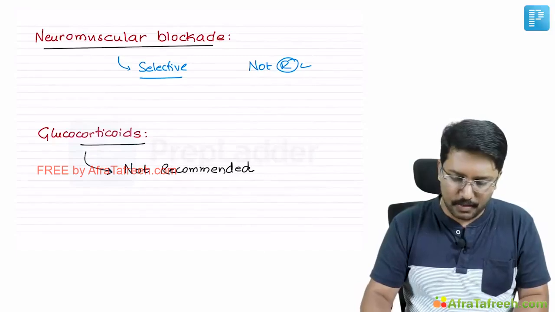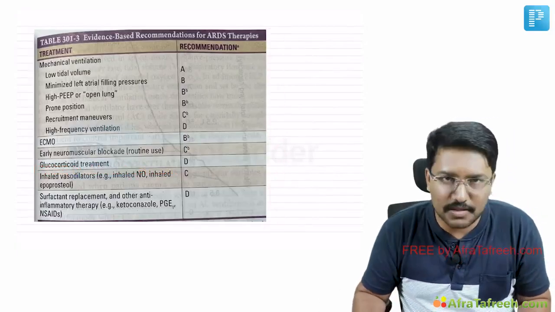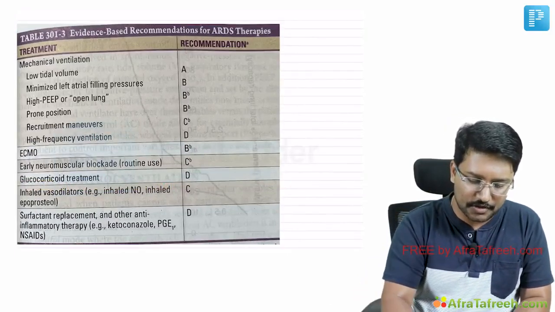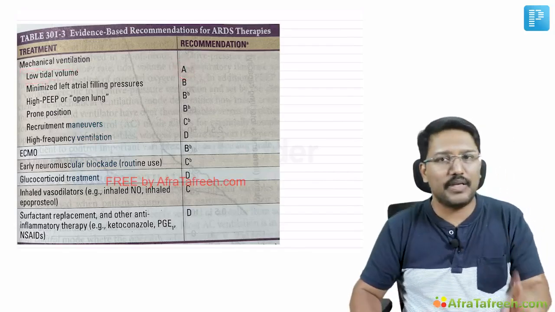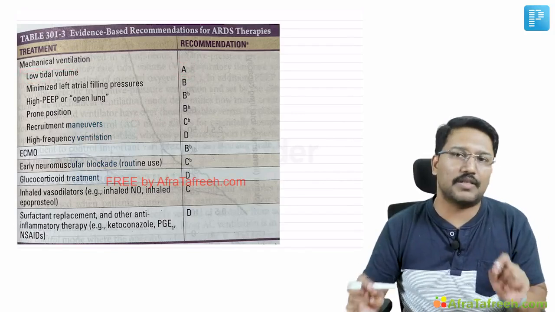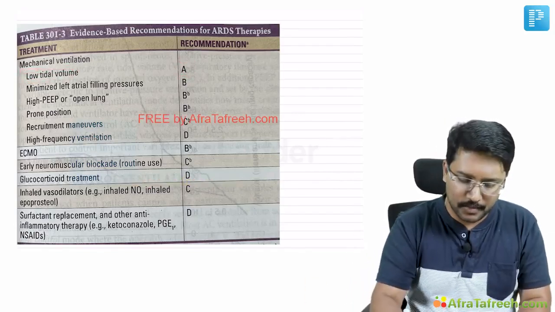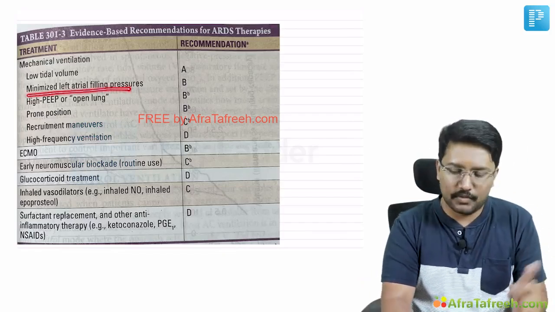Clear? Okay. So this is one Harrison table that summarizes all the essential things you need to know about the management of ARDS, starting from the mechanical ventilation, right? So level A recommendation for low tidal volume. So the best evidence of mortality reduction comes in the form of low tidal volume ventilatory strategy. Important MCQ point, right? Okay, then minimizing the left atrial filling pressures by diuretics and fluid restriction.